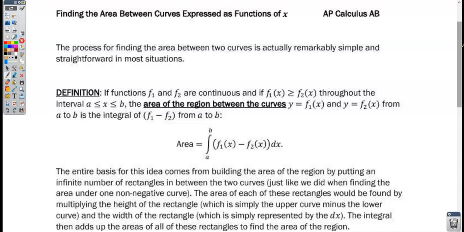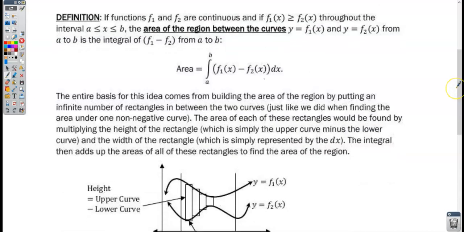So if I have two functions, f1 and f2, that are continuous, where f sub 1 is the bigger of the two throughout the interval that we're talking about, then the area of the region between the curves from a to b, we just take the upper curve minus the lower curve. In essence, that's all we're really doing here. In order to find the area between two curves on a given interval, we take the integral from one end of the interval to the other of the upper curve minus the lower curve with respect to x. Okay?